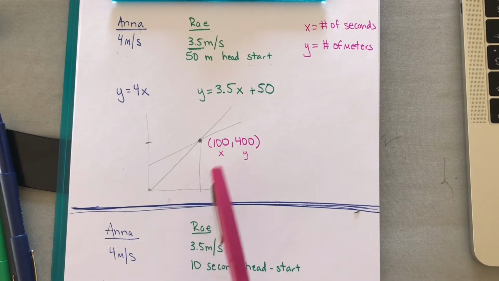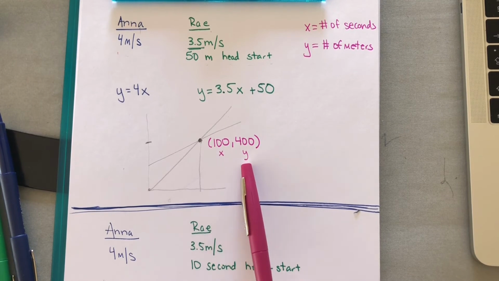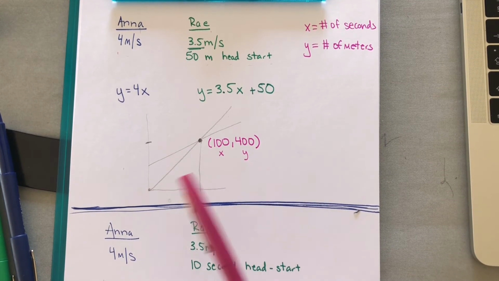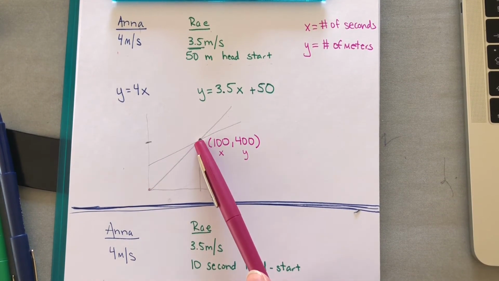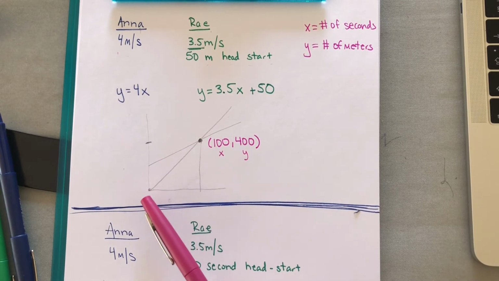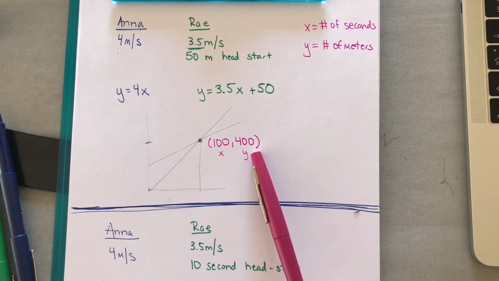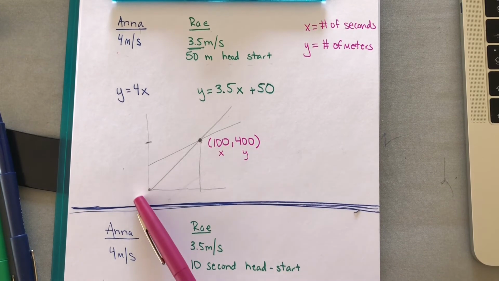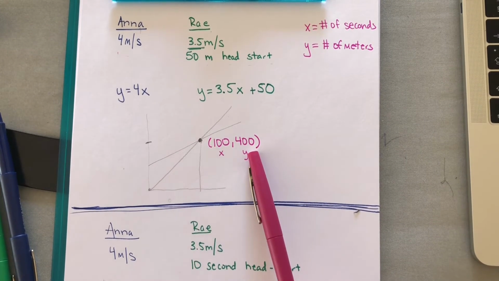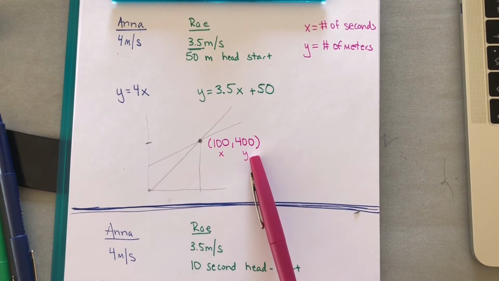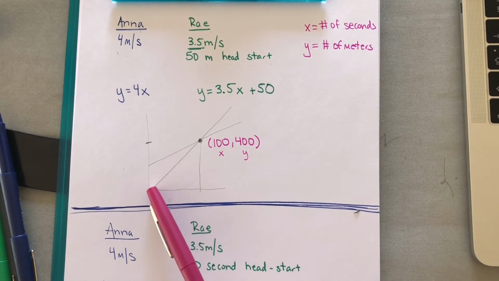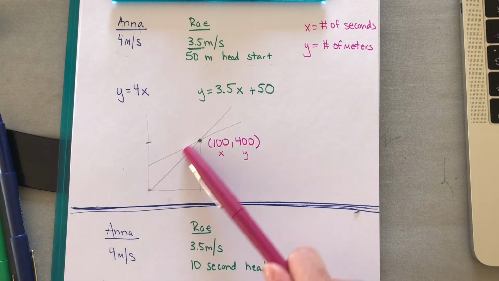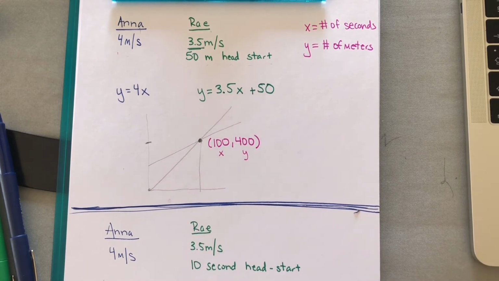All right, so we have our solution. 100 seconds, 400 meters would be the point where Anna passes Ray. So if she wants to lose the race, it would be less than 400 meters. If the race is going to be a tie, it would have to be exactly 400 meters long. And if Anna wants to win, she would need to propose that the race be longer than 400 meters so that she would be ahead of Ray.